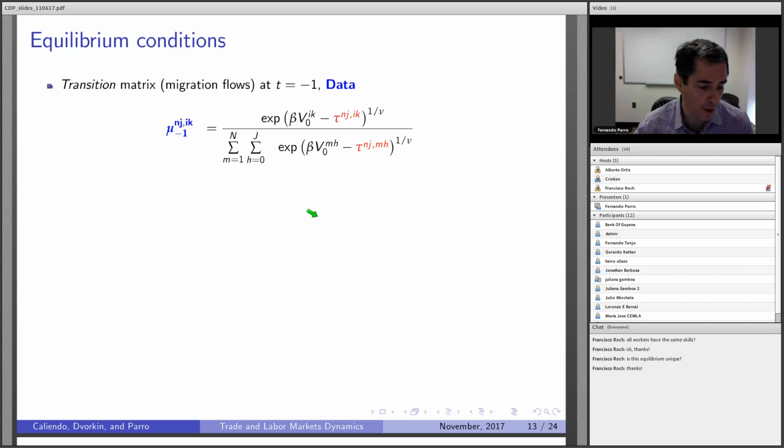So what are we going to do? We're going to condition in the first period on the data. The data here is going to be in blue, and mu minus 1 ji k describes the migration flows in the data at the initial period. And these migration flows in the data are going to contain information on the expected value of going to any labor market at period 0, and period 0 is the first period in the model.